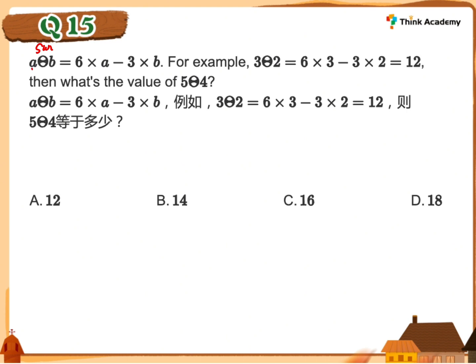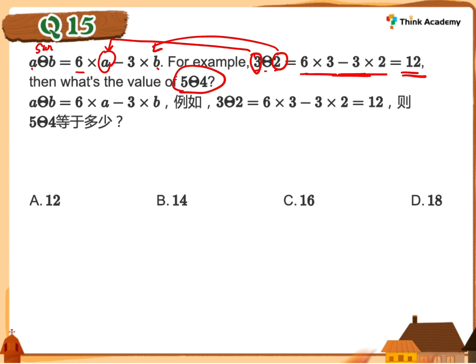You can call it sign. A sign B is 6 times A minus 3 times B. So for example, 3 sign 2 will be 6 times, you use 3 to represent A. Okay, so it's 6 times 3, and then minus, use 2 to replace B. It's 3 times 2, is 12. Okay, so this is the rule of this new operation.